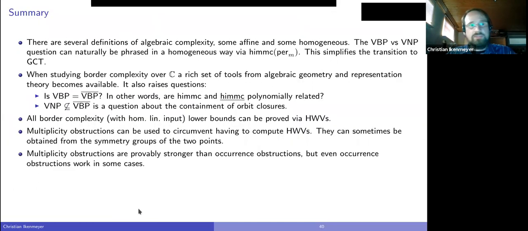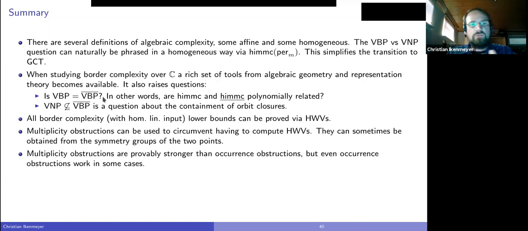All right, let me summarize. There are several definitions of how you want to define algebraic complexity, and some are affine and some are homogeneous. The VBP versus VNP question can be naturally phrased in a homogeneous way using the HIMMC of the permanent. And this simplifies the transition to GCT. It's just going to IMMC bar and then seeing that this is an orbit closure. So when studying border complexity over C, this gives us access to a rich set of tools from algebraic geometry and representation theory. But it also raises questions when you go to the border complexity.